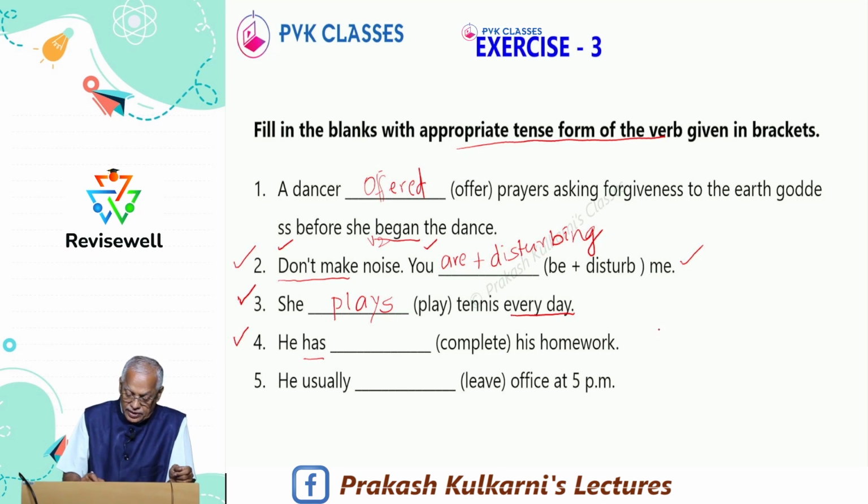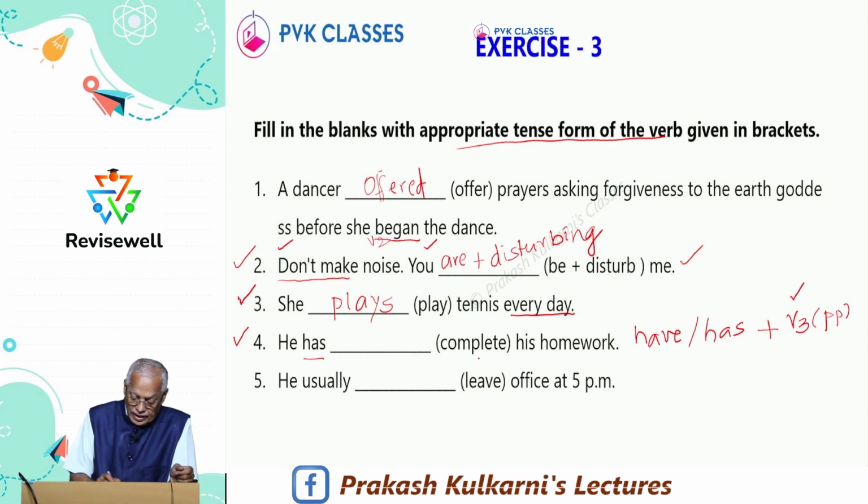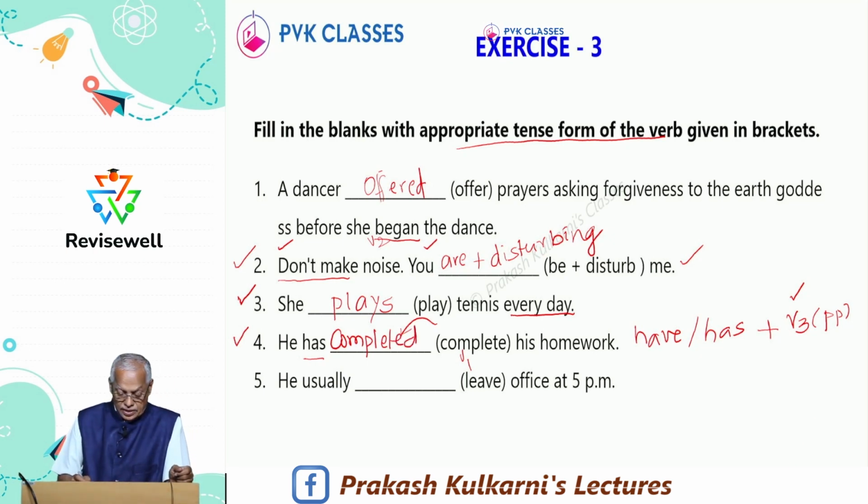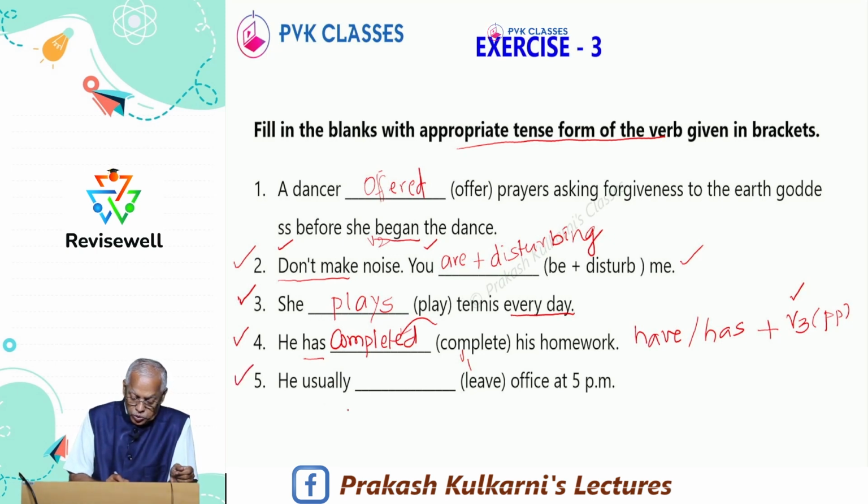In the previous exercise we studied, always have, has is always followed by a V3 verb or past participle. So it should be V3. Here complete is V1, so the third form is: he has completed his homework. And in the last sentence, he usually dash leave office at 5 p.m.